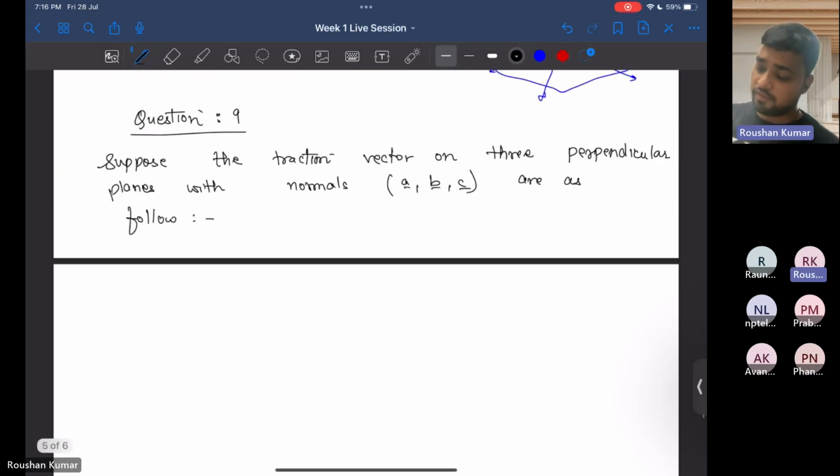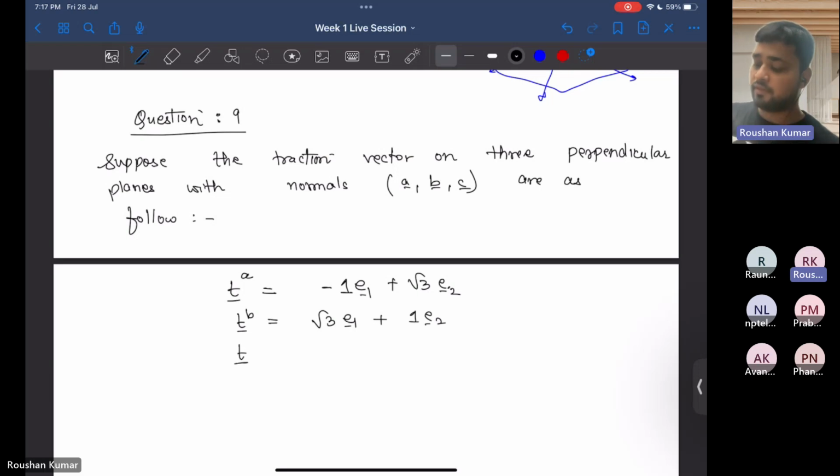So what is the traction? The traction on the plane with normal along A is given by T_A, which is given as -1 e1 plus √3 e2. Traction on the plane with normal B is given as √3 e1 plus 1 e2. And traction on the plane with normal C is given as 10 e3.